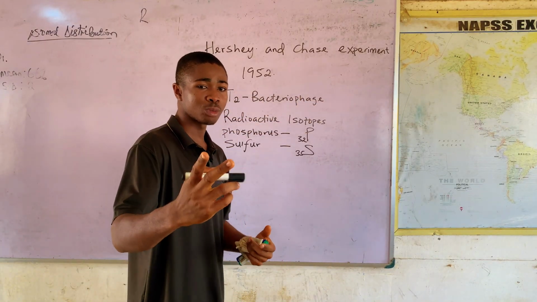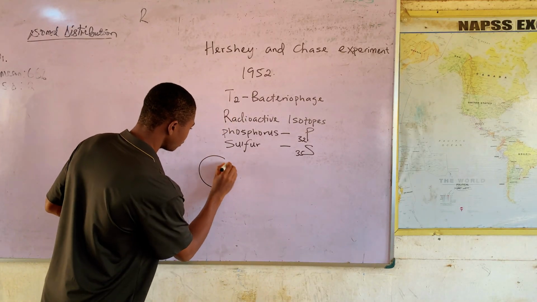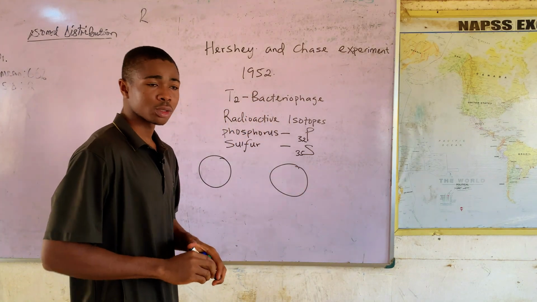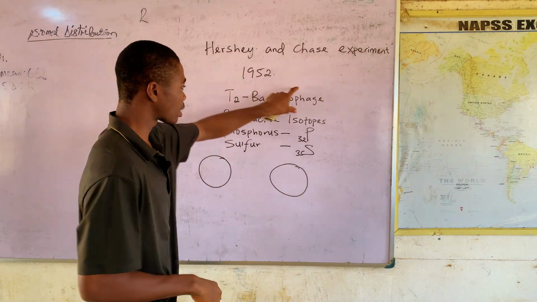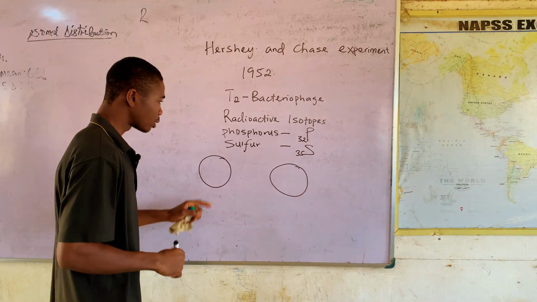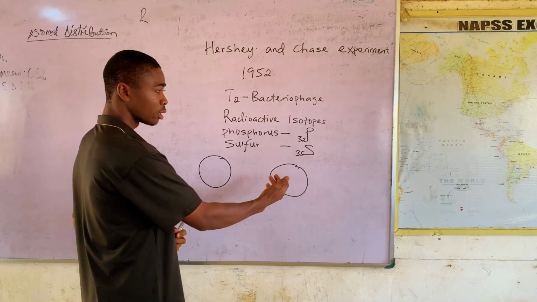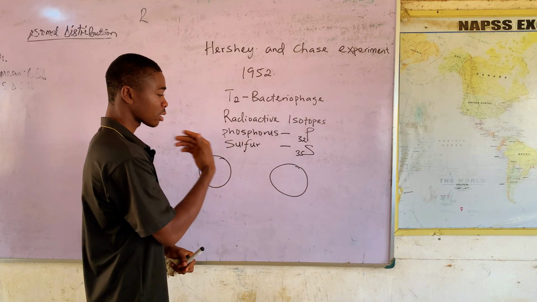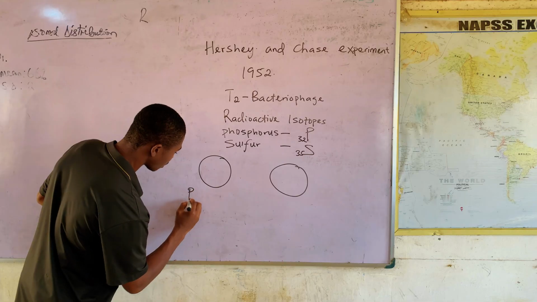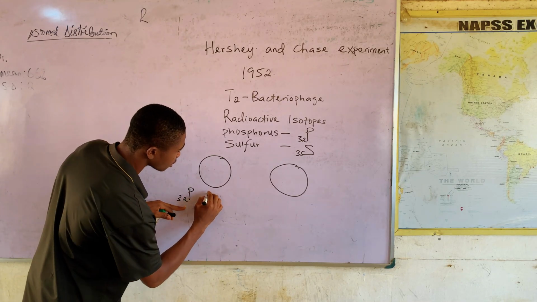In carrying out these experiments, Hershey and Chase cultured the T2 bacteriophage in two media, and these media contained radioactive isotopes, that's radioactive phosphorus and radioactive sulfur. That's to tell you that this medium contained radioactive phosphorus and radioactive sulfur.